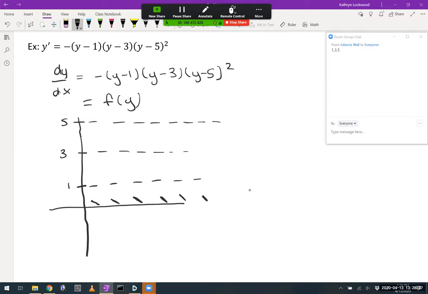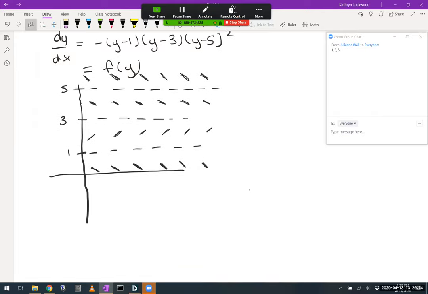If you plug in something between 1 and 3, like 2, then dy/dx is positive and the function is increasing, so we're going to see a bunch of little positive slopes. Anything between 3 and 5 is negative, and anything bigger than 5 is also negative. Here's a very rough sketch of the slope field.